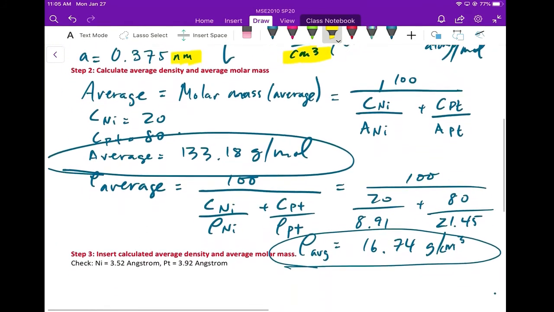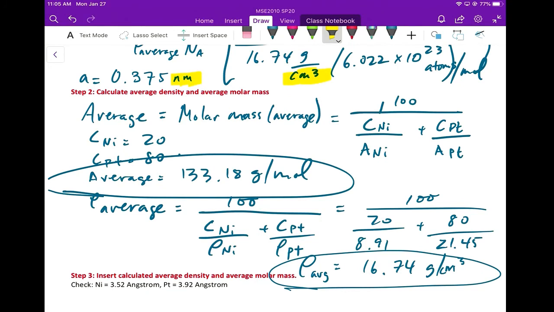You could also do a sanity check. You say, okay, well, nickel is tabulated, it's 3.52 angstrom. So this is just 3.75 angstrom. So if it's 3.75 angstrom and platinum is 3.92, it's somewhere in between the two. So that's good. That's a physical check of whether or not your answer even makes sense.